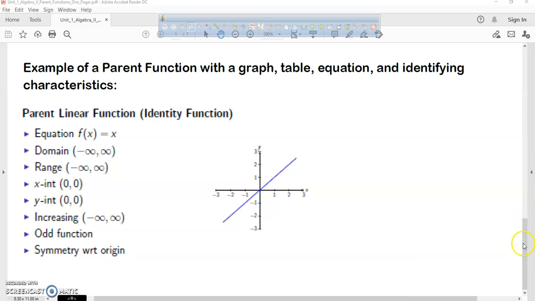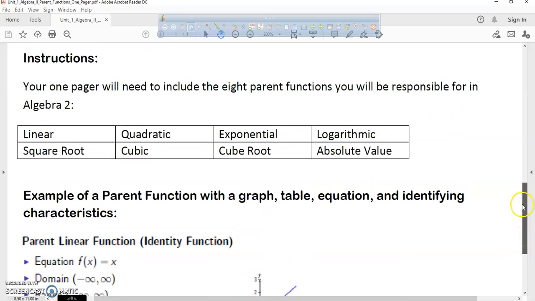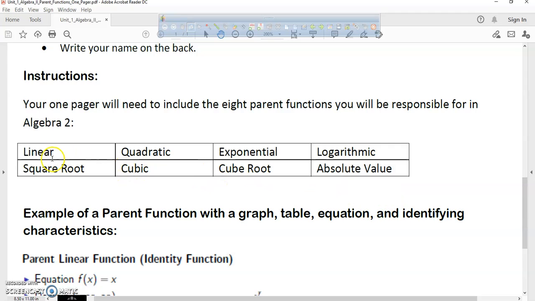Now, there are certain graphs that you may not be accustomed to. You should all know what a linear is and what a quadratic is. But you may have forgotten what an exponential function is or a logarithmic function. You've never heard that before. This is where you use Google.